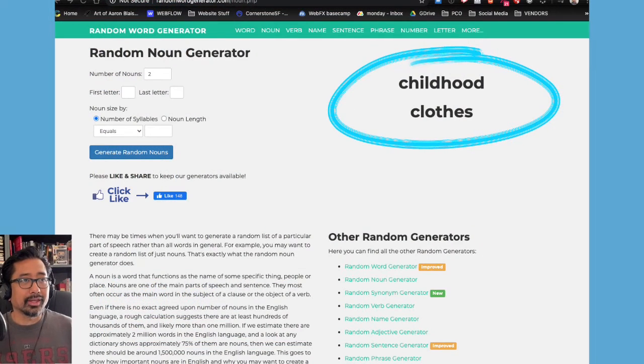What I'm going to be using is something called Random Word Generator. It's going to come up with these two. I have it set to two nouns. So it'll come up with two random nouns here as I click on this button. Let's try it and see what we come up with. I hope it's something simple for this example.